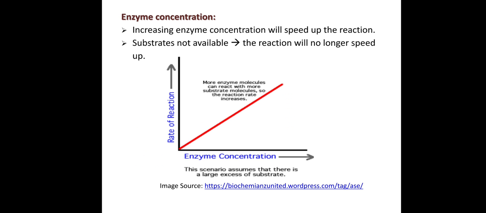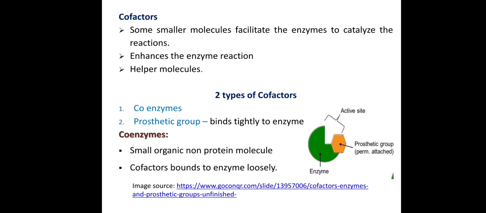So it is the temperature, it is the pH, it is the substrate concentration, it is the enzyme concentration. Not only that, there are also other factors that influence the enzyme activity, like cofactors, coenzymes and the prosthetic group. The presence and absence of inhibitors also influence the enzyme activity. So let us see how cofactors influence the enzyme activity. Before that, let us see what actually a cofactor is.